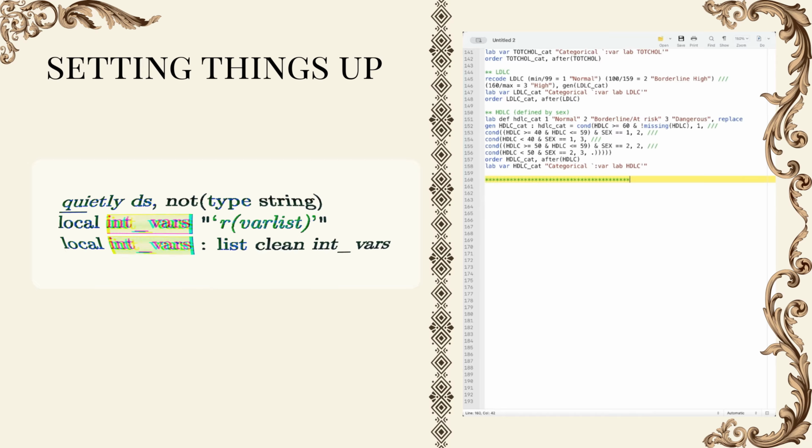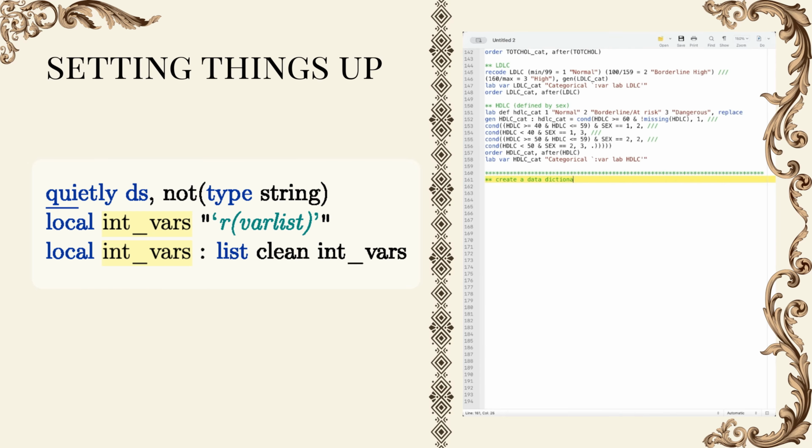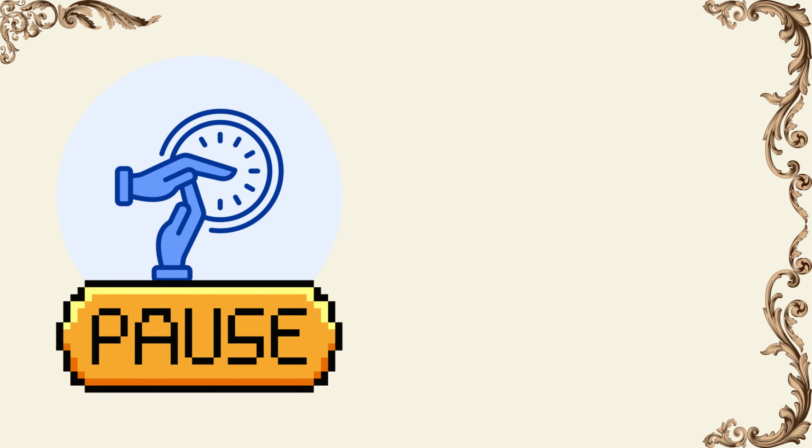First, the script finds non-string variables, specifically count and factor variables, and stores their names in a local macro named int_vars and creates a new frame called data_dct.